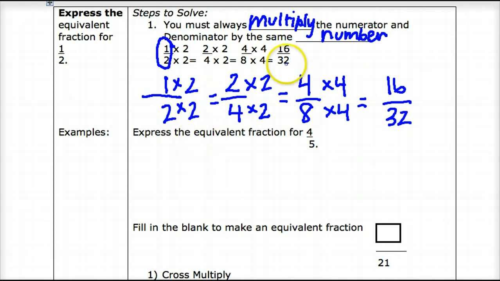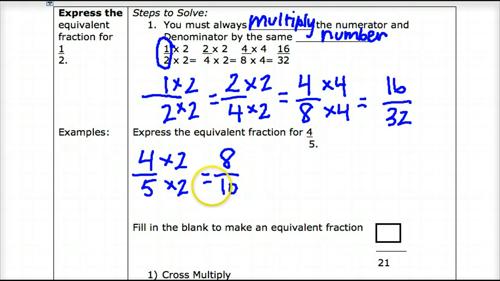So let's try out an example here. We see that they want us to express the equivalent fraction for 4/5. So if I am looking at 4/5, I know that I must do the same operation on top and bottom. So let's say that we choose to multiply by 2, as we did above in our example. I must do the same on top and bottom. And I know that 4 times 2 would give me 8, and 5 times 2 would give me 10. So we know that 8/10 and 4/5 are equal. They are equivalent fractions.